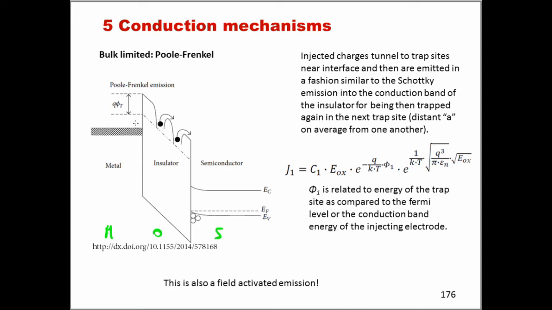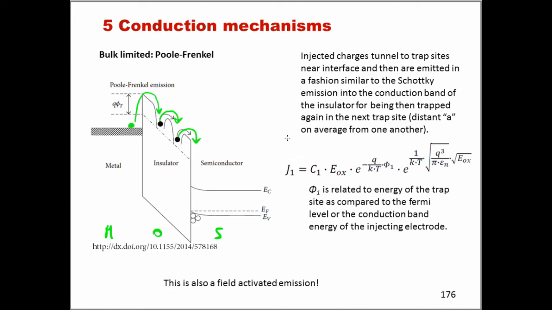the electrons are effectively not tunneling into the next trap site, but are actually jumping over the barrier. So also Poole-Frenkel is an electric field activated thermal emission. It is similar to Schottky emission, but simply keeps going from trap site to trap site until the electron ends up into the semiconductor side, according to this diagram here.